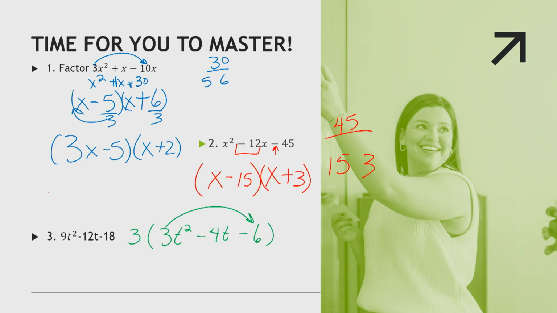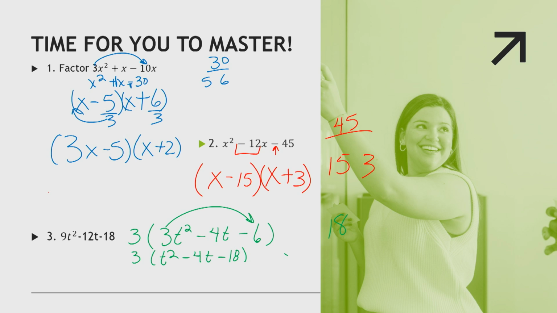Remember that GCF is like bad luggage. I'm just going to bring it on down with me. t squared minus 4t minus 18. Nope, that's 18, excuse me. Get the factors of 18 that will subtract to give me a negative 4. And what do I get?